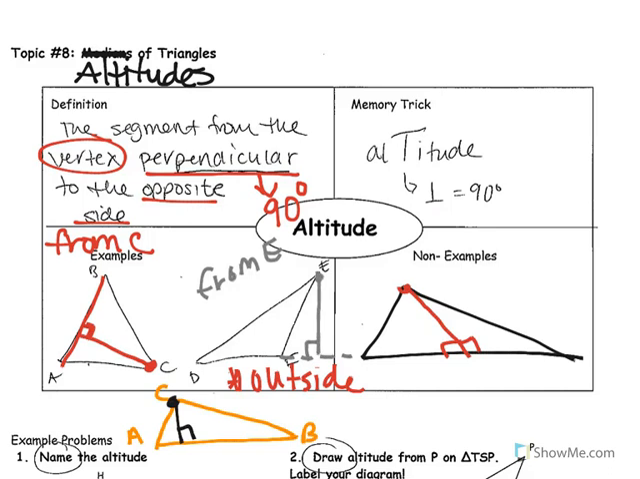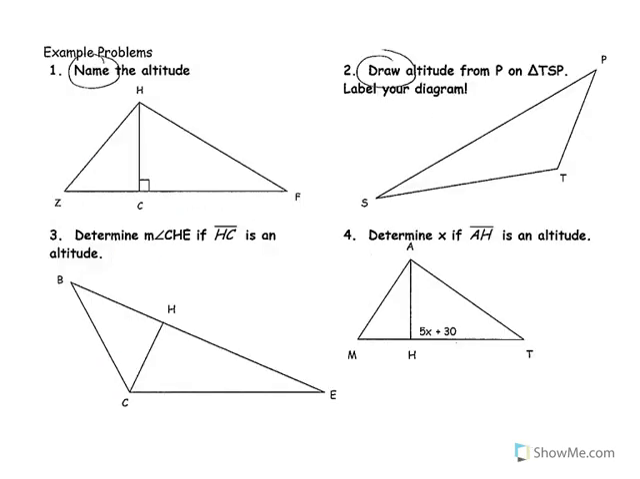All right, let's look at some examples. So again, I can ask you to name, draw, and do some algebra problems. So name the altitude in this picture. I'm looking for the segment that is from a vertex and perpendicular. So I'm going to try to find that right angle, which is right here. And here's this segment. The two lines that are perpendicular are this line and this line. Well, that means ZF is the opposite side and H is that vertex. So my altitude is HC.